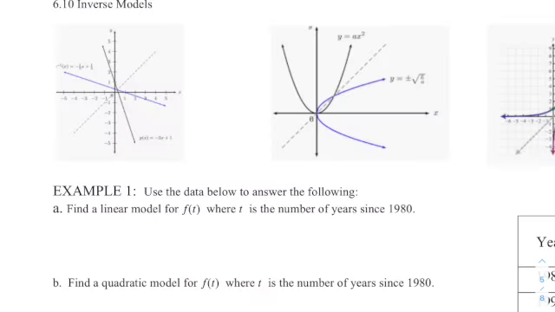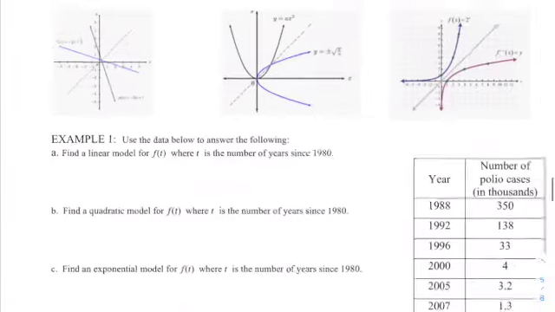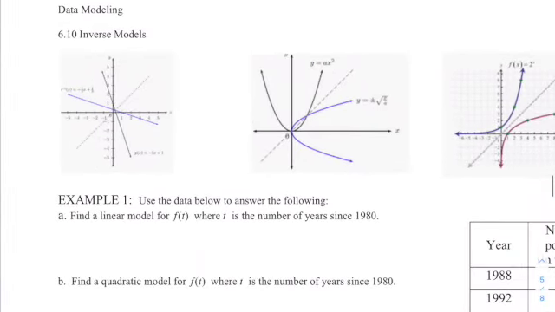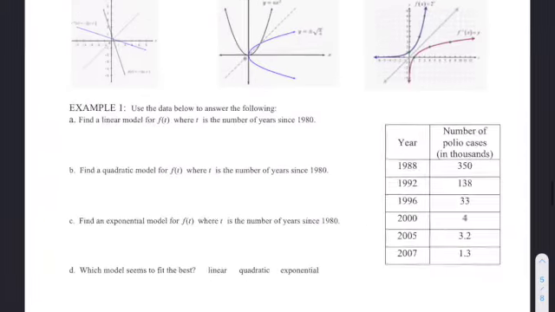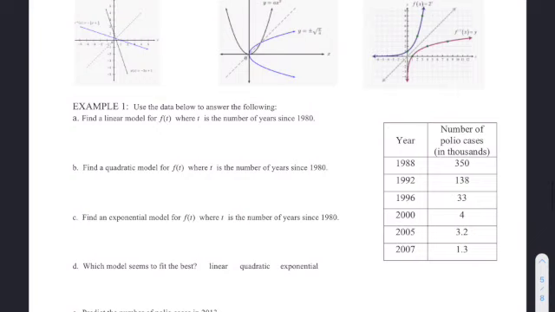The objective for 6.10 is inverse models. Let's take a look at the inverse models. There are 3 different ones. If you have a line going this way, it's going to be flipped over. If you have the line this way, it's going to be this way. You just know x and y are flipped. So let's take a look at the question it's asking.